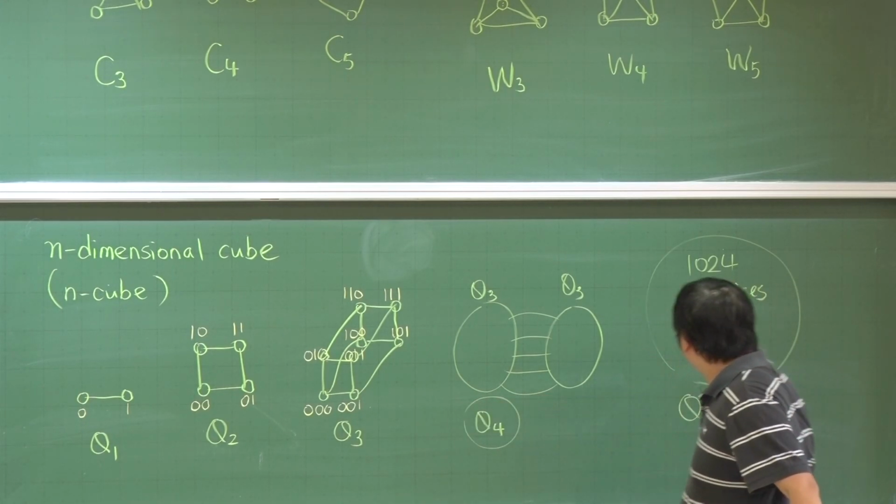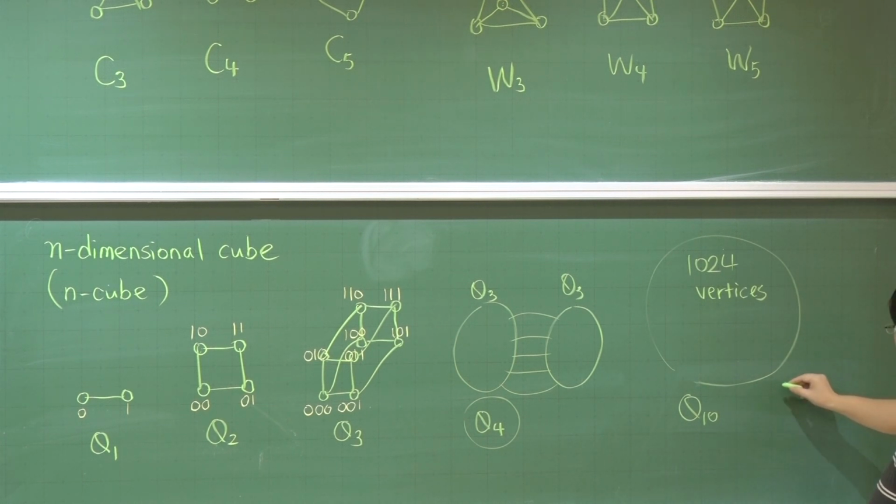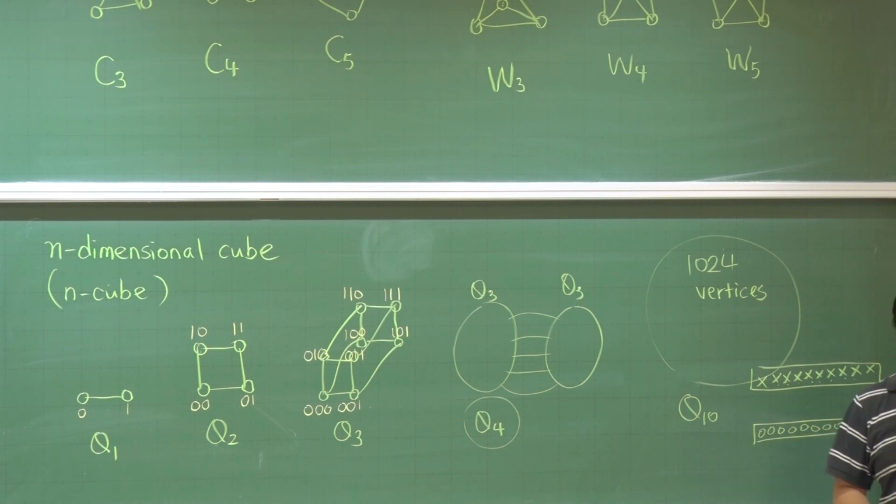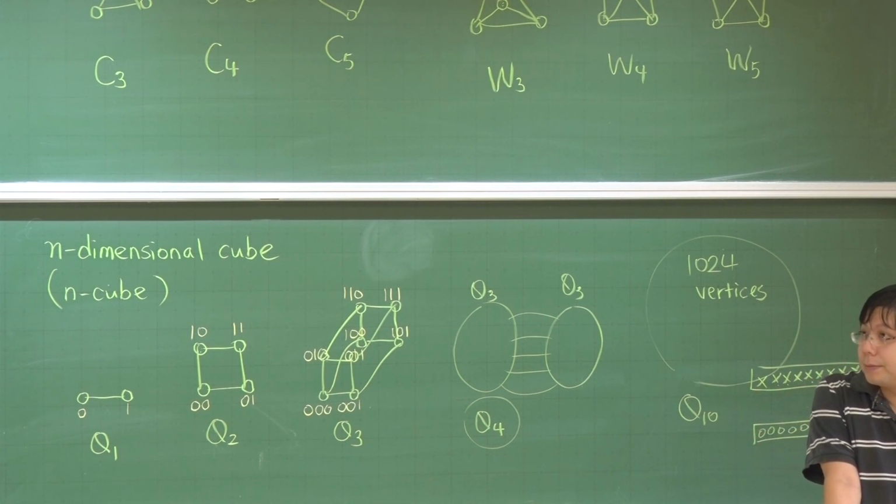If you look at it, each one corresponds to a bit string, right? So a 10-bit string. So let's say this is my computer. And let's say this one is my friend's computer. Let's call it 0000000000. Is that okay?